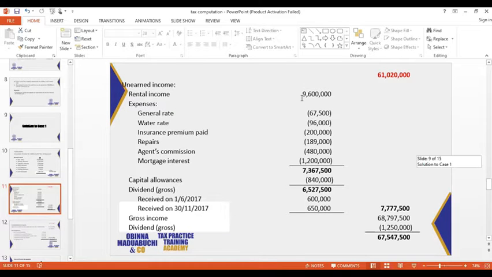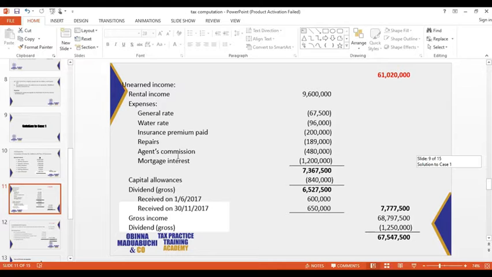This is like the revenue, although it's called income here. It's like a revenue. You need to deduct allowable expenses in line with the wholly, reasonably, exclusively, and necessarily principle, incurred to generate this revenue. Example here: general rate 67,500, water rate 96,000 naira, insurance premiums paid 200,000 naira, repair on the property, so it's in line with the principle, 189,000 naira.